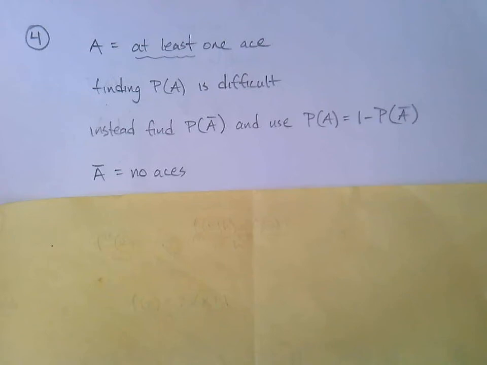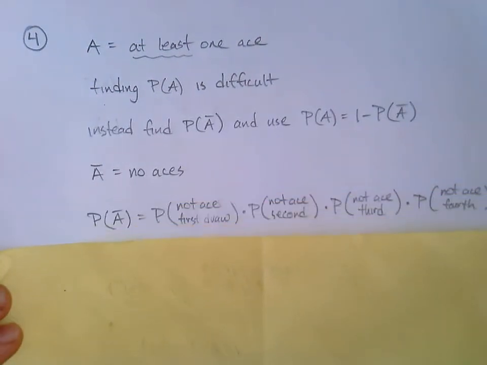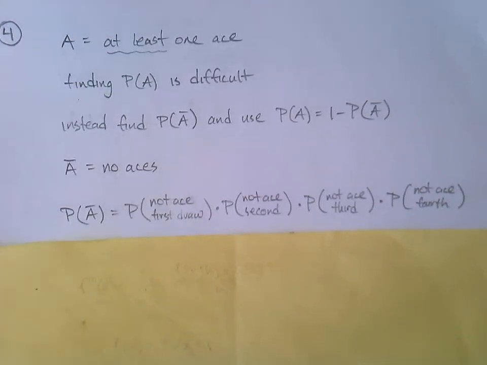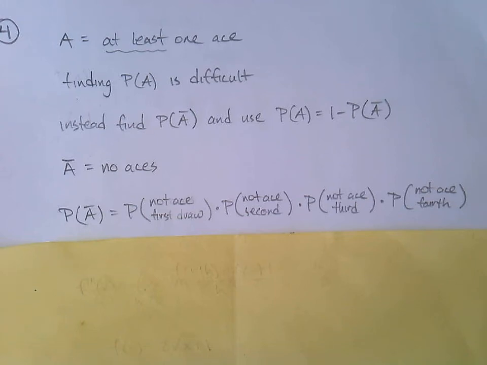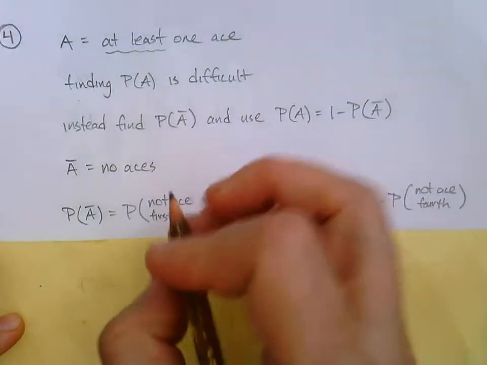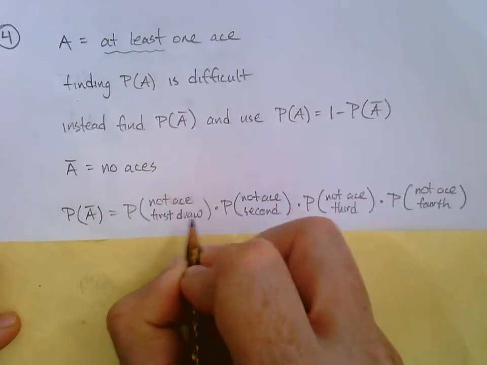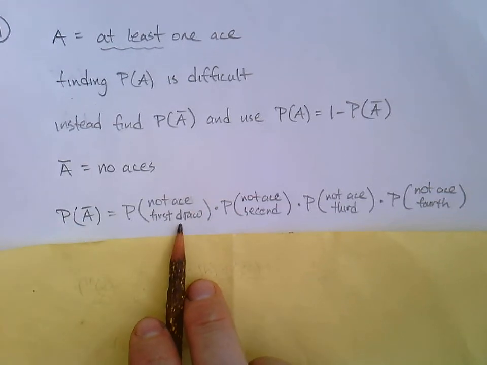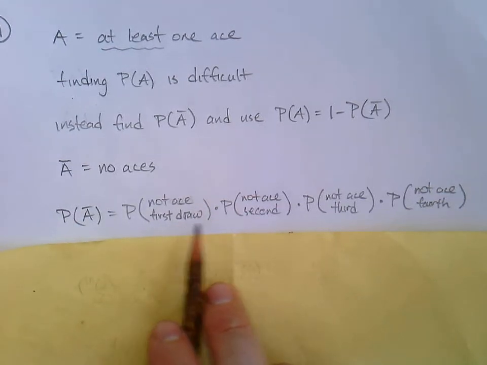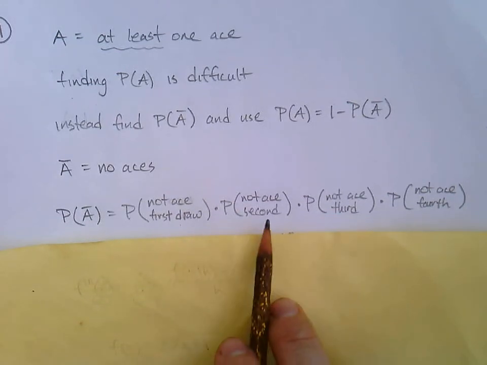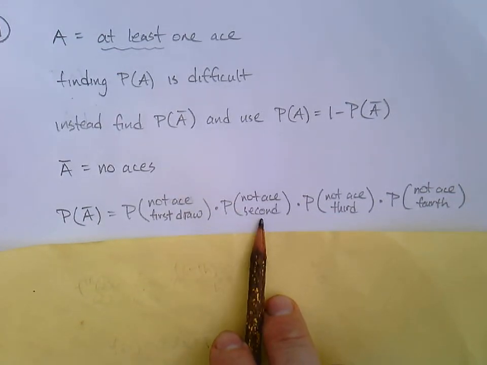Let's find the probability of getting no aces. I'm going to write all this out, so make sure you follow along. There are 4 components, so we need to look at them one at a time. The probability of a complement means we don't get an ace on our first draw, right? The probability of no ace on the first draw. Then we're going to put that card back, shuffle it, and draw again. And, well, we're not going to get an ace on the second draw.